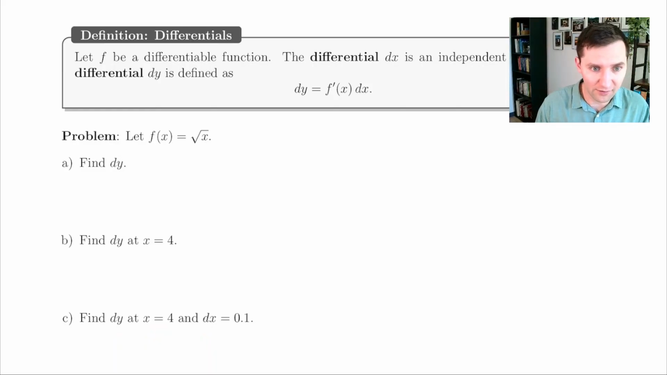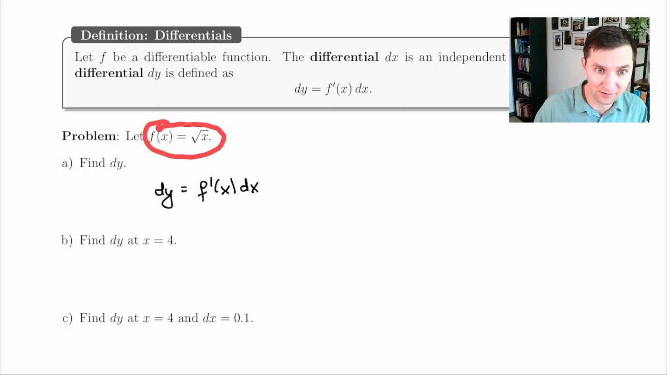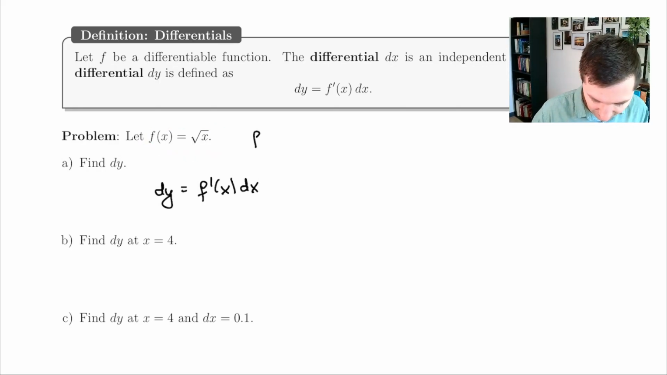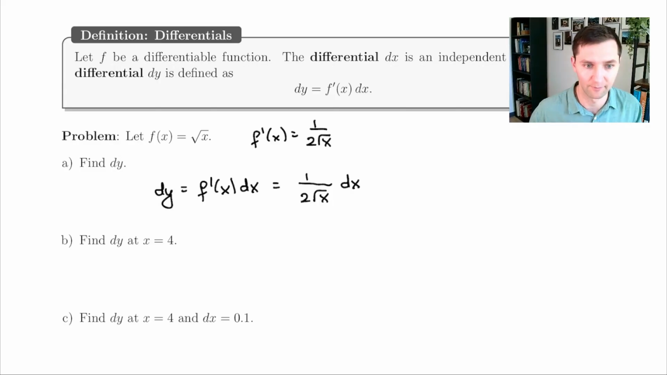I know the formula for dy. It is that dy, the differential dy, is f prime of x dx. I know that f of x is square root of x, which means that the derivative of this function is 1 over 2 square root of x, which means that this differential can be written as 1 over 2 square root of x times dx.